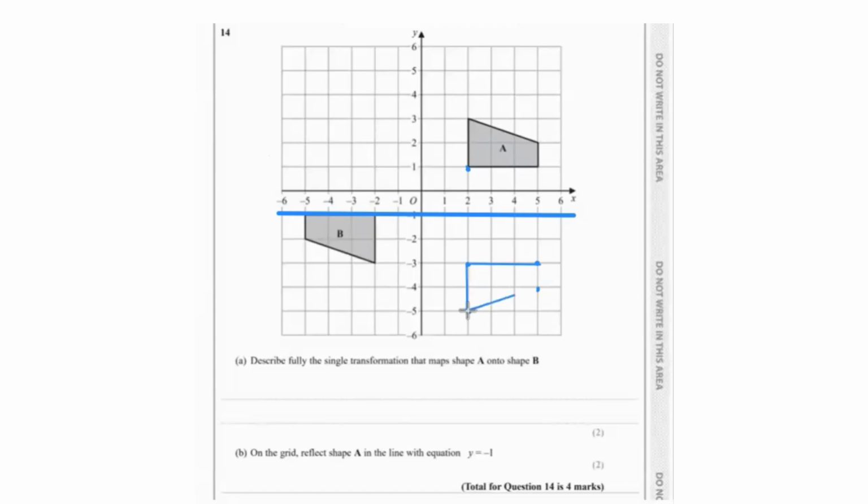And as you can see, the size of the shape has not changed. The only thing that's changed is the direction of the shape. And that's because it's a reflection in the line y equals -1.